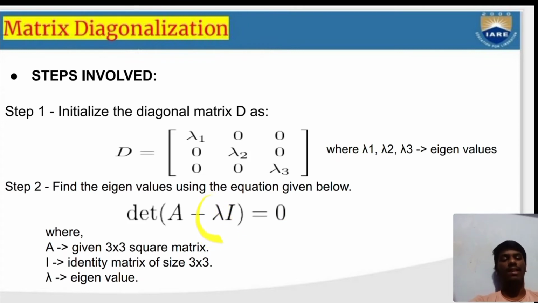For lambda we will get the eigenvalues, where A is a given 3 by 3 square matrix, or 4 by 4, or 5 by 5, it's our wish, but it should be a square matrix, and I should be a matrix of the same size. If you take A as order n, then I should be the same order as A, and the lambda values we finally get are the eigenvalues.